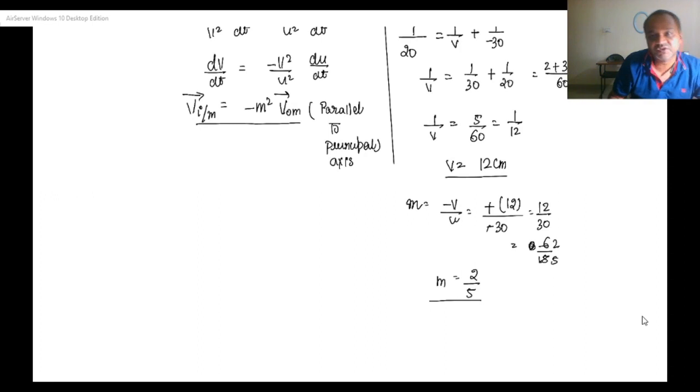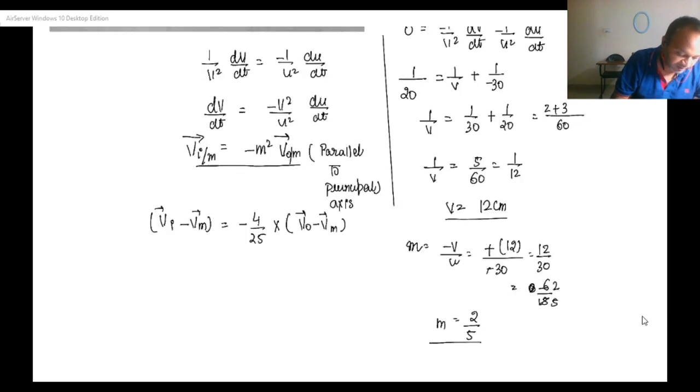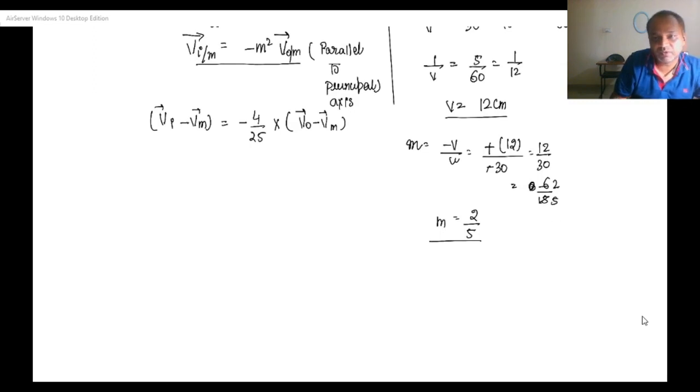So putting this magnification value, 2 by 5, here, we can calculate the velocity of image. Velocity of image with respect to mirror, that we can write as velocity of image minus velocity of mirror, and this is equal to minus of m square, that is 4 by 25, into velocity of object with respect to mirror. This is the velocity of object with respect to mirror, so that we can write as velocity of object minus velocity of mirror, right? And all this we have to place with proper sign. Velocity of image, that is what we have to calculate.